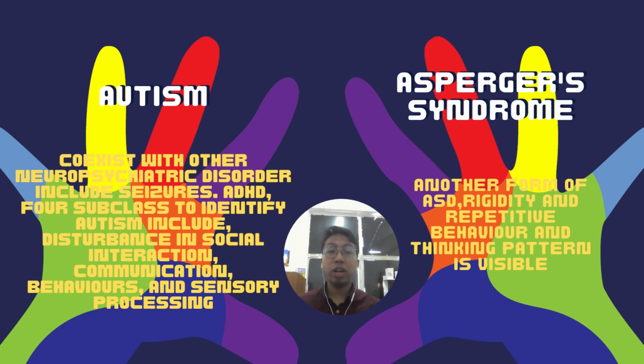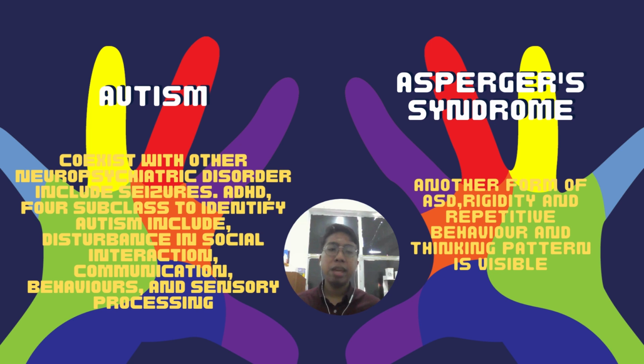So today I want to touch on autism and also Asperger's syndrome. So autism is where it coexists with other neuropsychiatric disorders such as seizures, ADHD, and OCD, because we can see there's a repetitive and ritual behavior, there's a rigidity, and also four subclasses to identify autism include disturbance in social interaction, communication behavior, and sensory processing impairment.